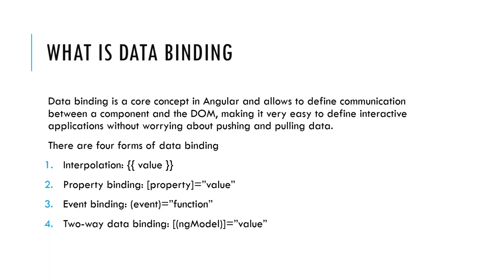So what is data binding? Data binding is a core concept in Angular and allows us to define the communication between the components and the DOM. So there are four forms of data binding. One is interpolation, then property binding, event binding, and two-way data binding.